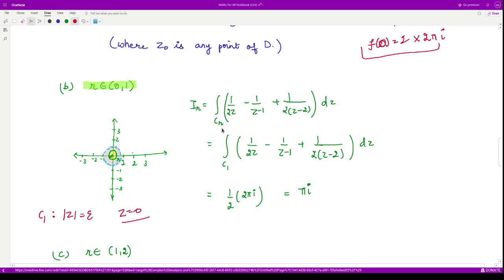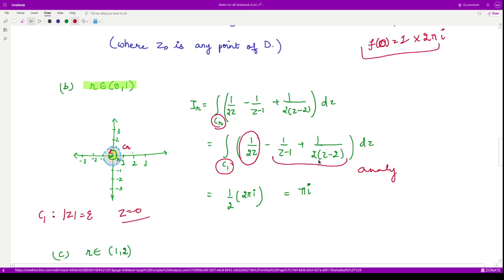So we have converted our CR to C1. This C1 is oriented in positive sense, and our circle C1 is also oriented in positive sense, so no difference in sign. Here in this integral, this term creates problem, and these two are analytic.